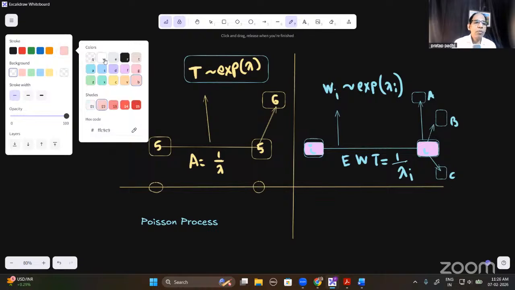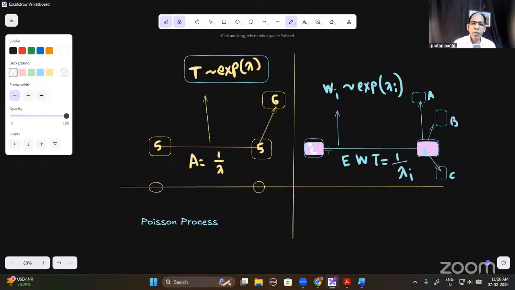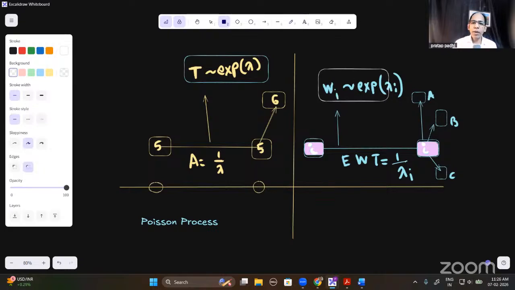Suppose you are staying here in the ith state, from i to i. Then from i it will make a transition. So if from i it will make a transition, i to A, i to B, i to C, what is the time it will occupy? The expected time is 1 upon lambda i. But it follows what? It follows a distribution. It's a future thing.